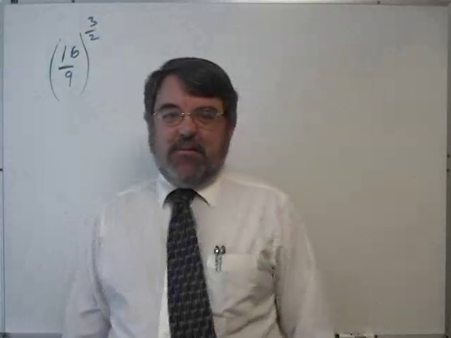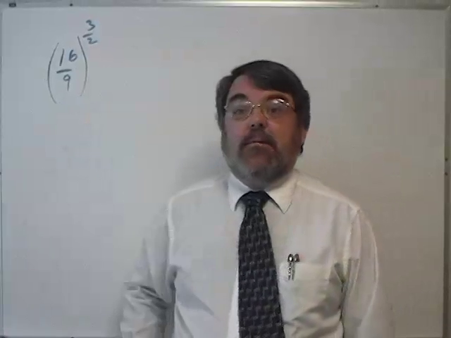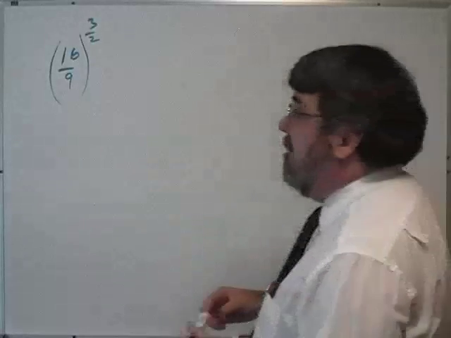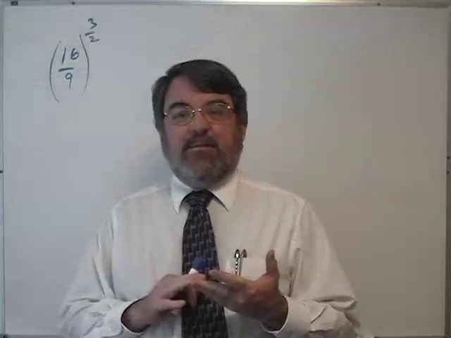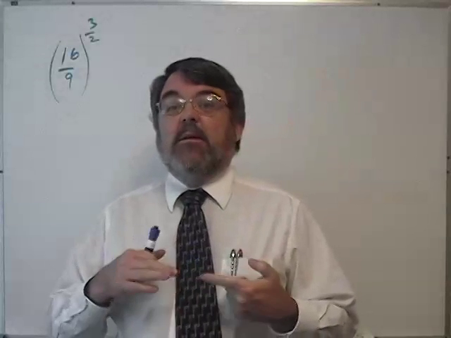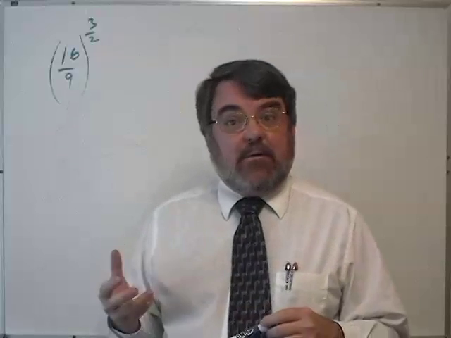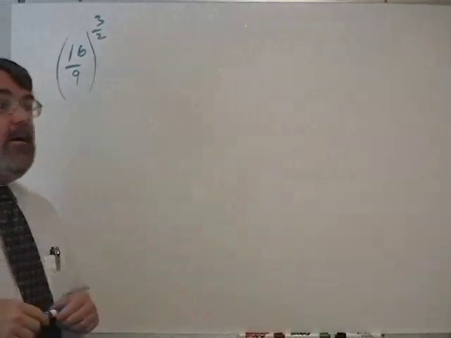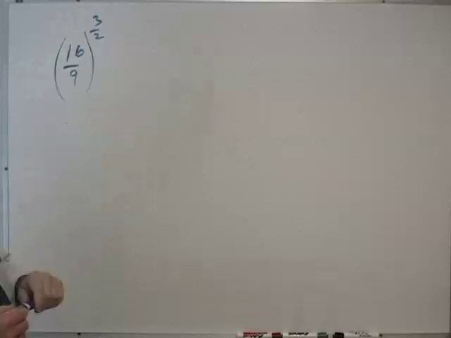Our next example with fractional exponents: 16 ninths raised to the 3/2 power. And we saw in the last video that a 1/2 power is a square root. In other words, the denominator is the index of a radical. And so we have some kind of square root here. Might it make sense that it is the square root of 16 ninths raised to the 3rd power?